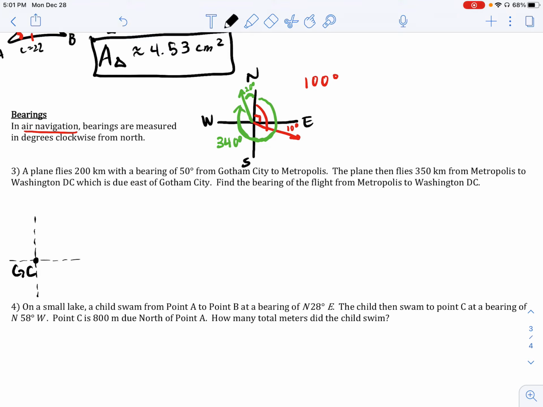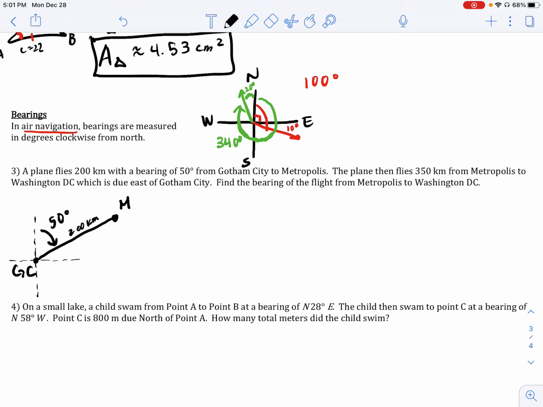That means I'm going to be opening up 50 degrees this way. So this angle here is 50 degrees, and that would mean that Metropolis is somewhere up here. So Metropolis is here. There's my bearing. And the only thing I'm missing now is my distance of 200 kilometers. So that's the distance there. So the plane goes from Gotham City to Metropolis.